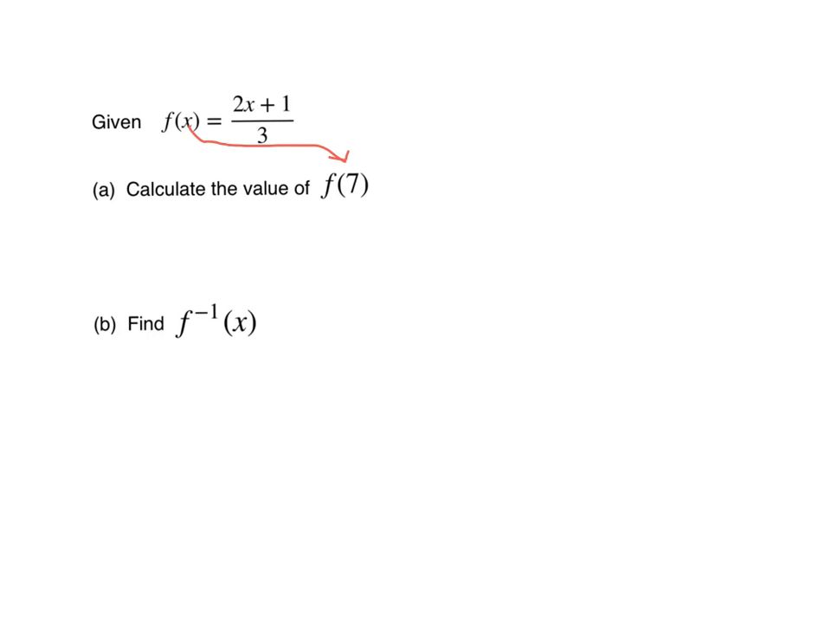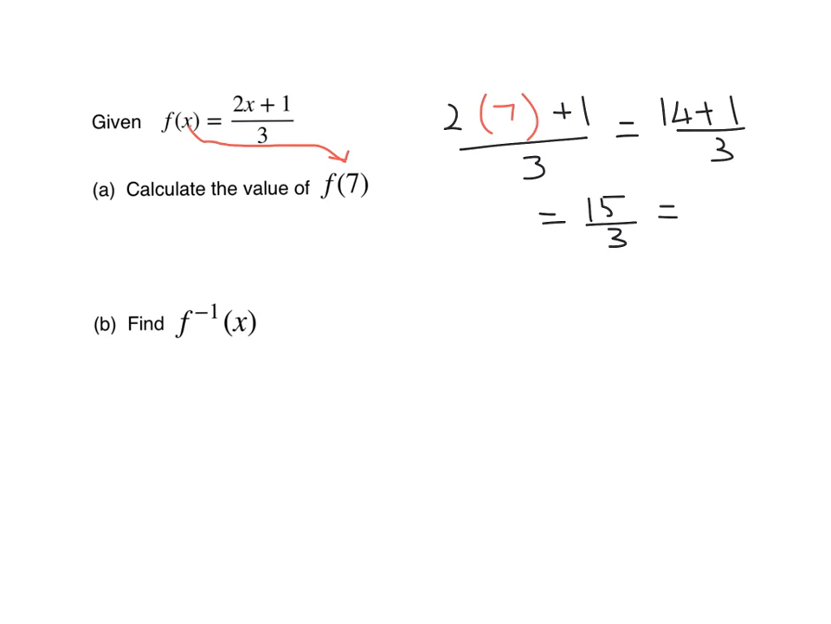So we've got 2 times 7, add 1, and then divide by 3. So 2 times 7 is 14. 14 add 1 is 15. And 15 divided by 3 is 5.